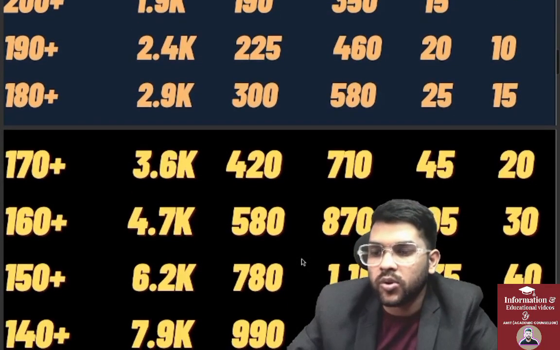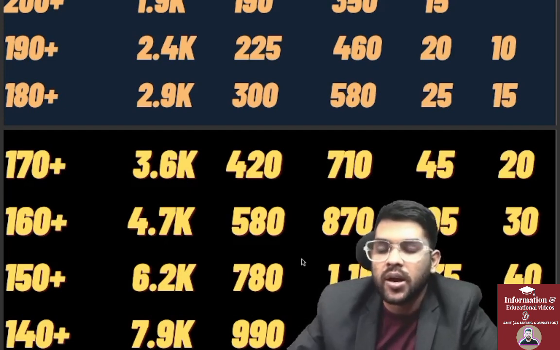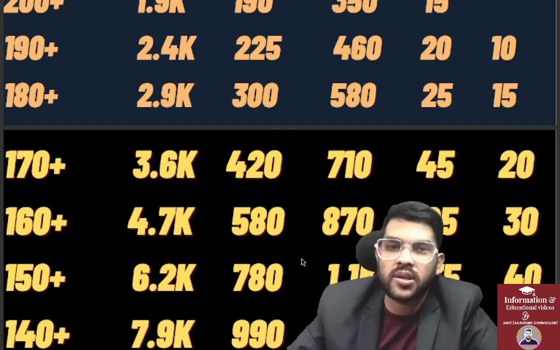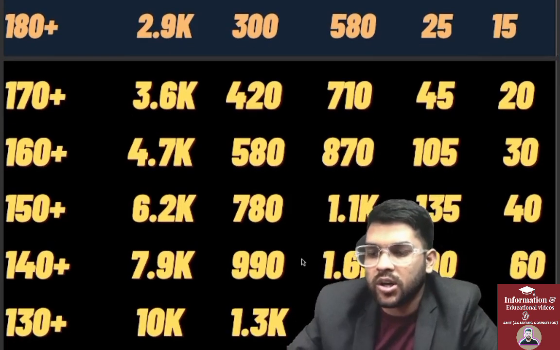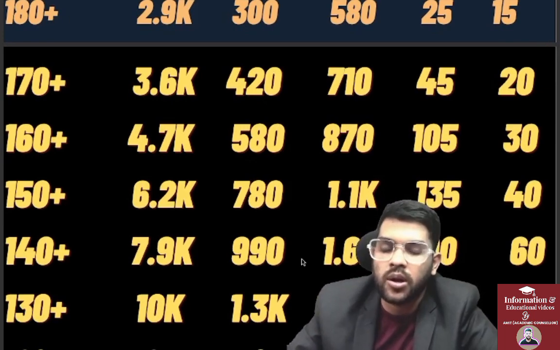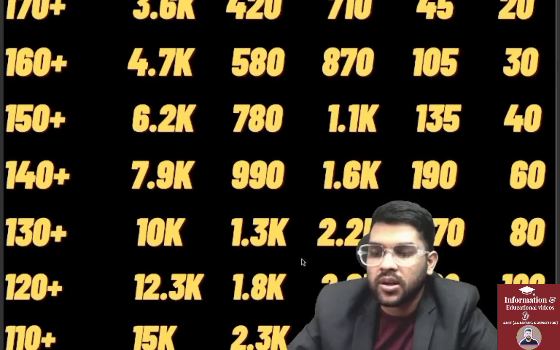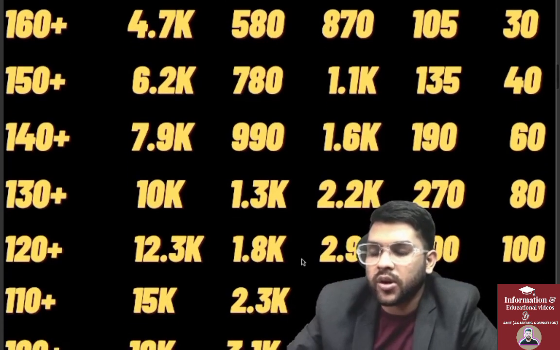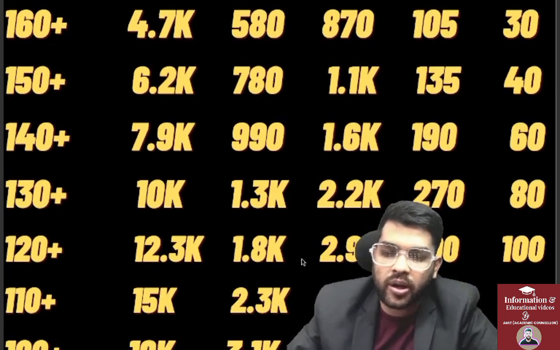So now if you talk about 150 plus, 6,200, 780, 1,100, 135, 140, again for general, EWS, OBC, SC, ST respectively. Now if you talk about 140 plus, 7,900 for general, 990 or less than that for EWS, 1,600 for OBC and SC, 190, ST, 60. For 130 plus, 10,000 for general, 1,300 for EWS, 2,200 for OBC, 270 for SC, 80 for ST. 120 plus, 12,300 for general, 1,800 for EWS, 2,900 for OBC, 400 for SC and 100 for ST category.